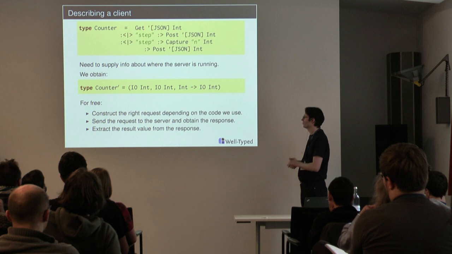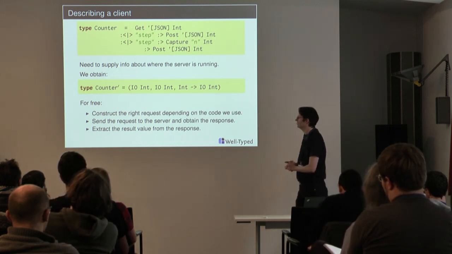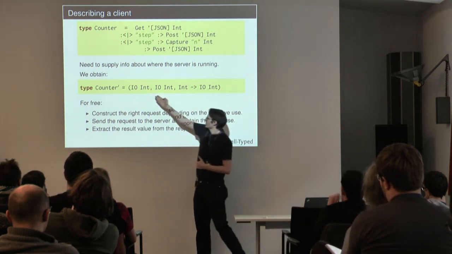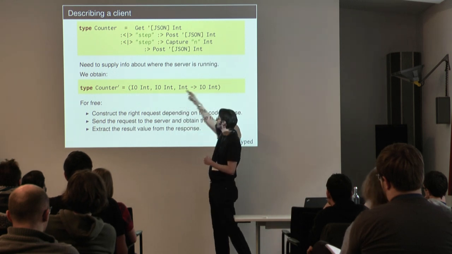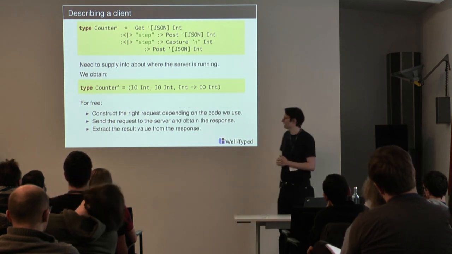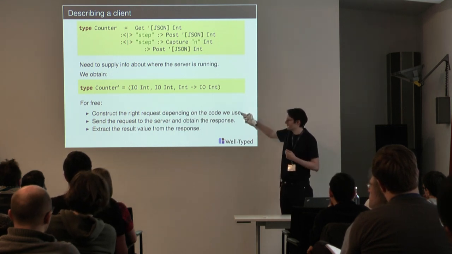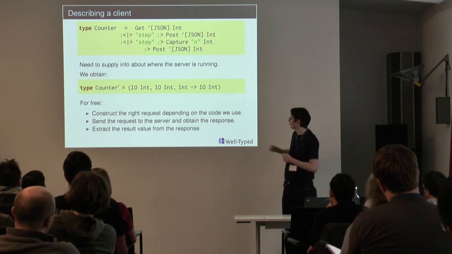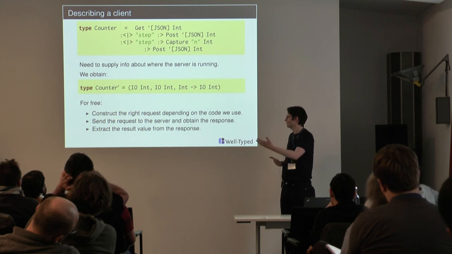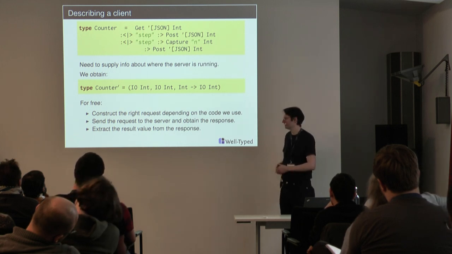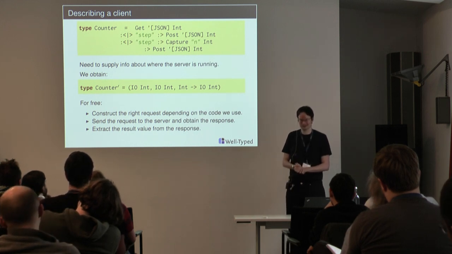And if you look at the client, we need to supply info about where the server is running so that the requests can actually be sent to the right server. But here we obtain this kind of triple. We obtain a function for each request that we can use. And what we get for free is that when we invoke these, the right request, depending on the code we use, will be generated. The request will actually be sent to the server, the response will be obtained, and then the result value will be extracted from the response and given to you in the right form.